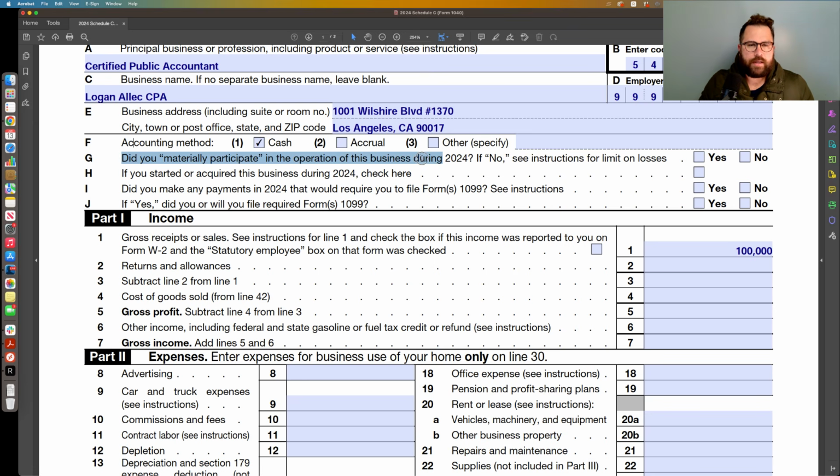Did you materially participate in the operation of the business? The answer is yes if you're running the business, okay? If you started or acquired the business during the year, check here, right? This is a new business. You check there. If not, you leave it blank.